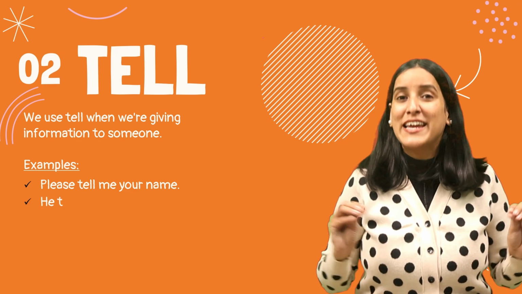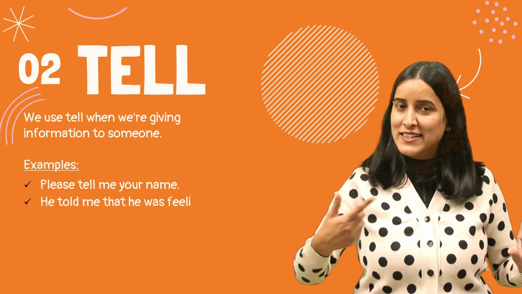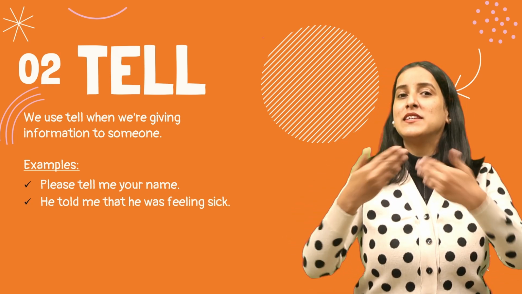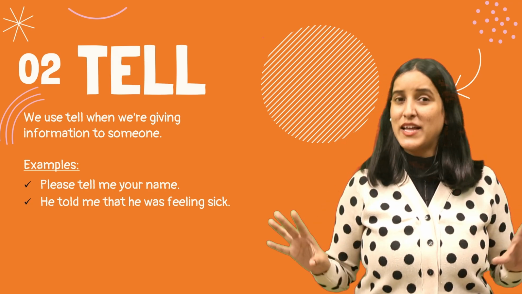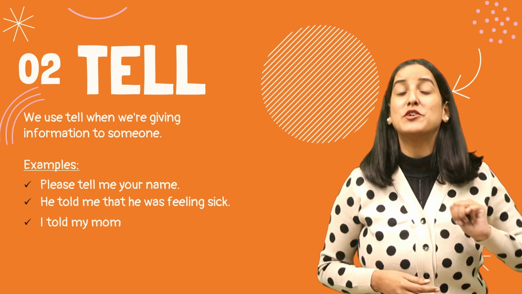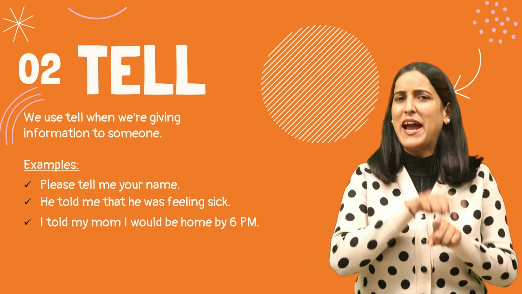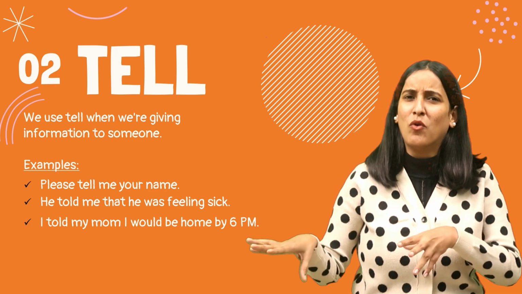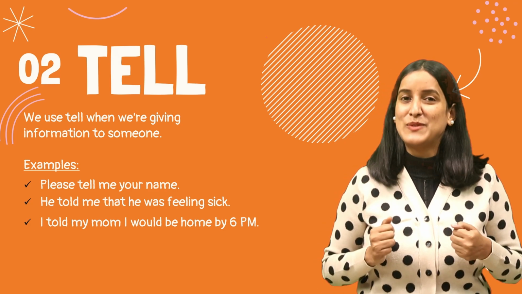Okay, the second one, "He told me that he was feeling sick." Now again, why did I use the word tell here? Tell is used here to indicate communication of personal information between 2 people. So that's how we use tell, or the past form of it, which is told. The third one, "I told my mom that I would be home by 6 p.m." Again, why told? Because here I'm giving her the information that Mummy, I'll be home by 6 p.m., right? I'm giving the information to my mother. That is why I used told.